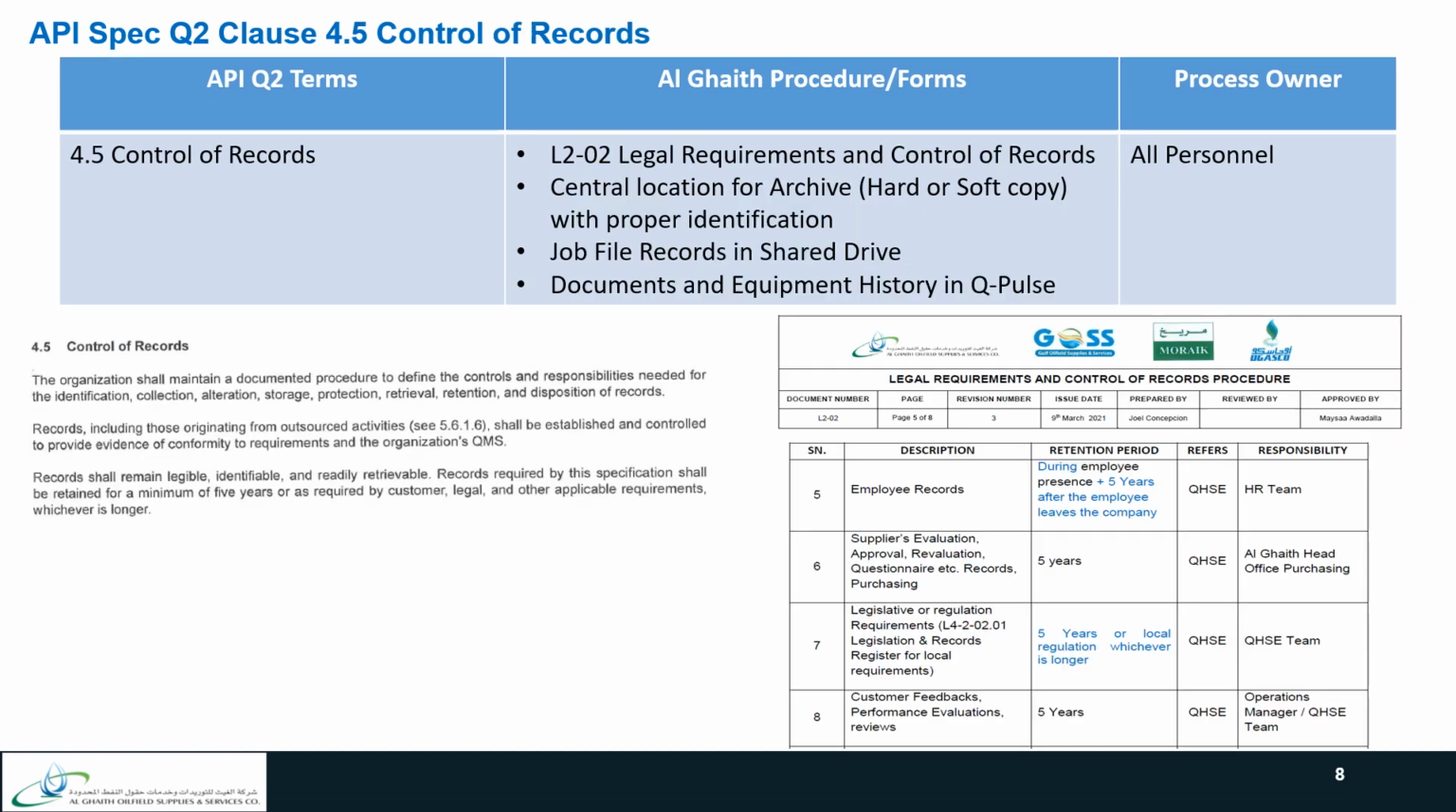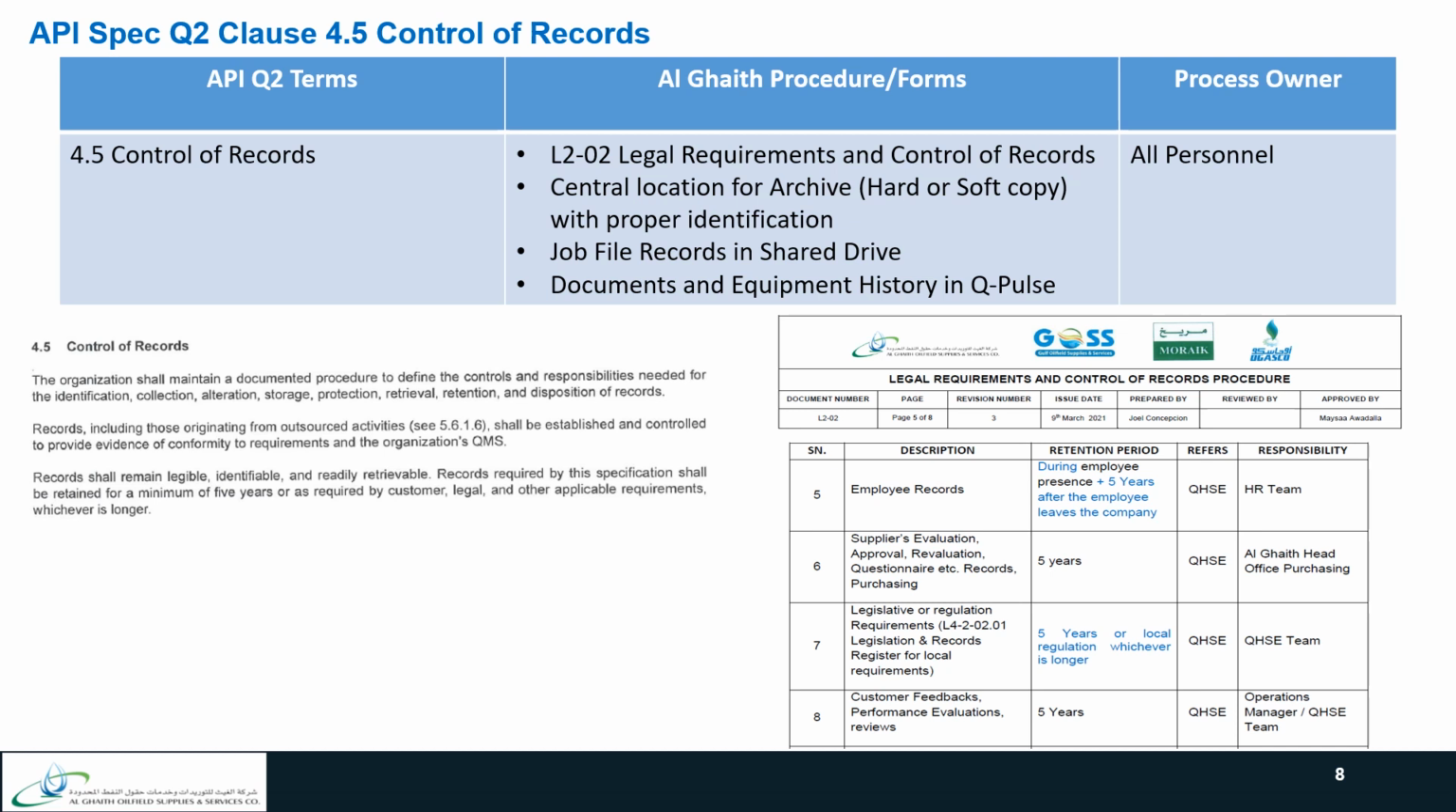API Q2 Clause. Control of records. The organization shall maintain a documented procedure to define the controls and responsibilities needed for the identification, collection, alteration, storage, protection, retrieval, retention time and disposition of records.